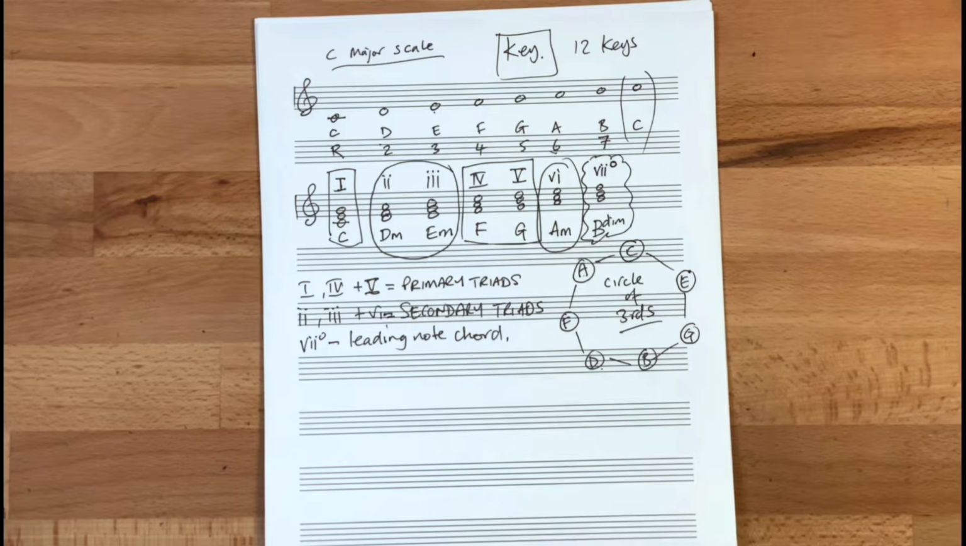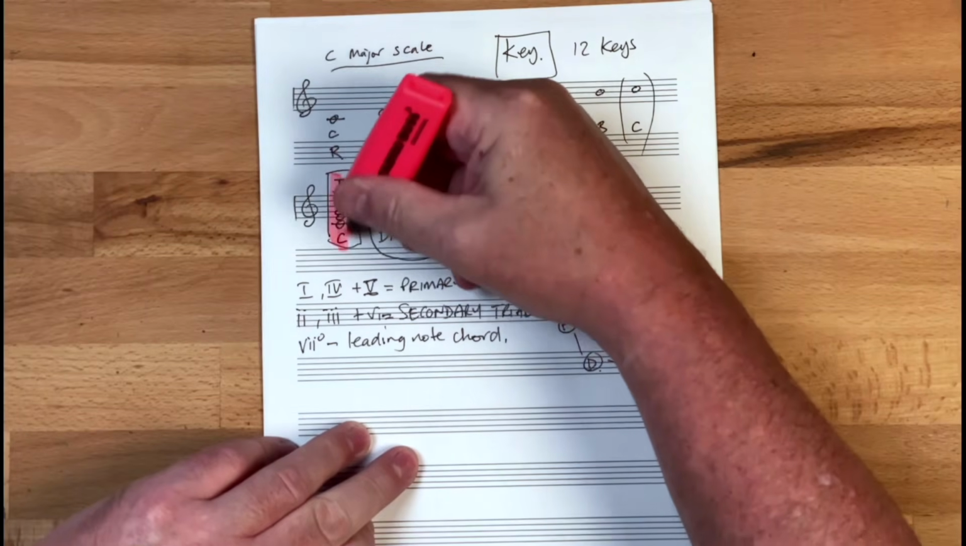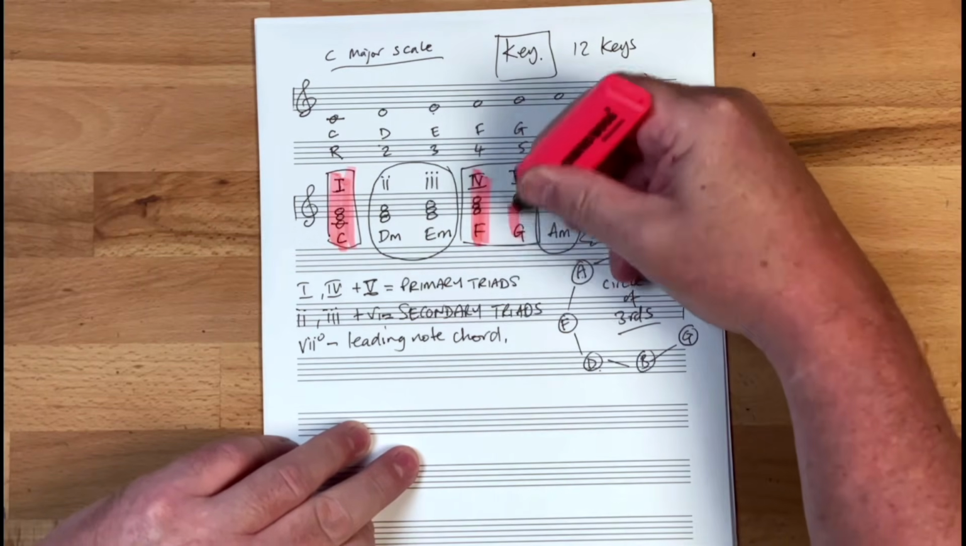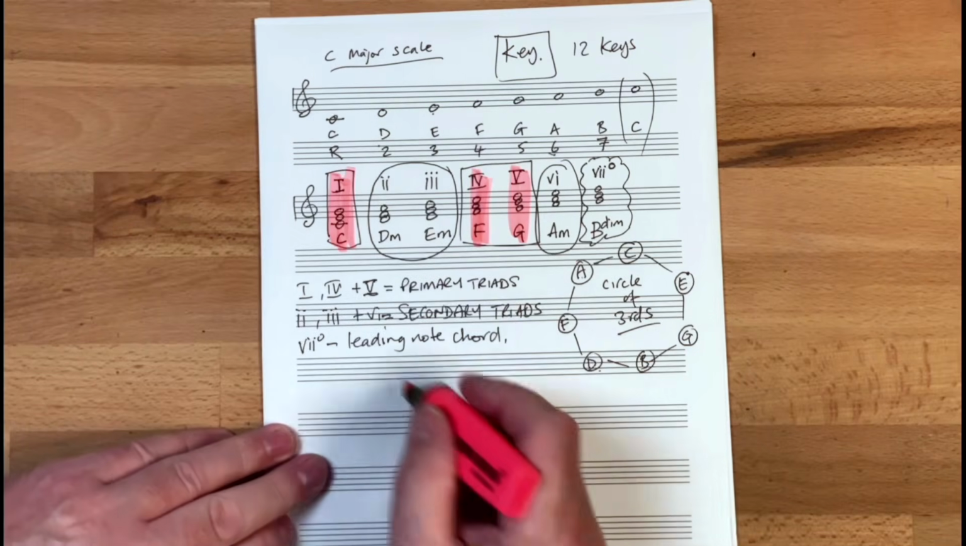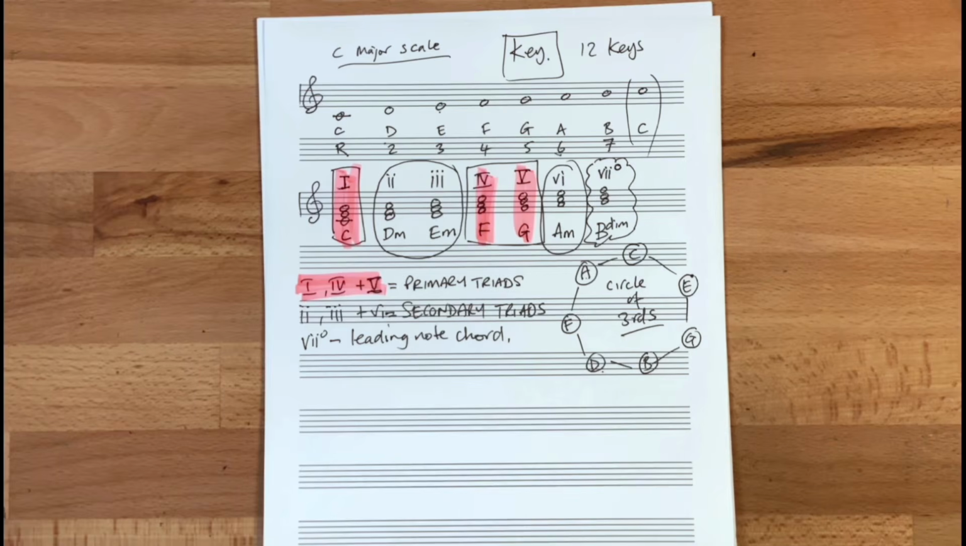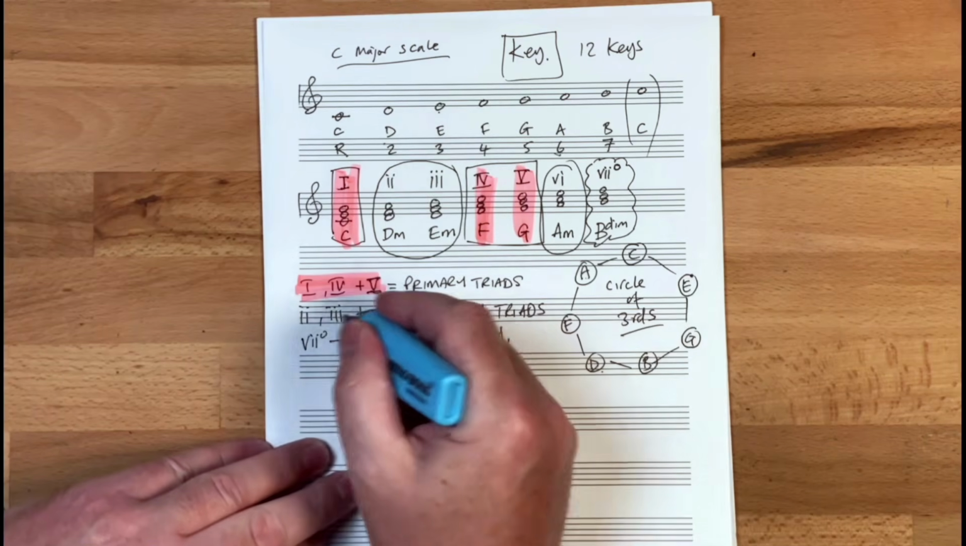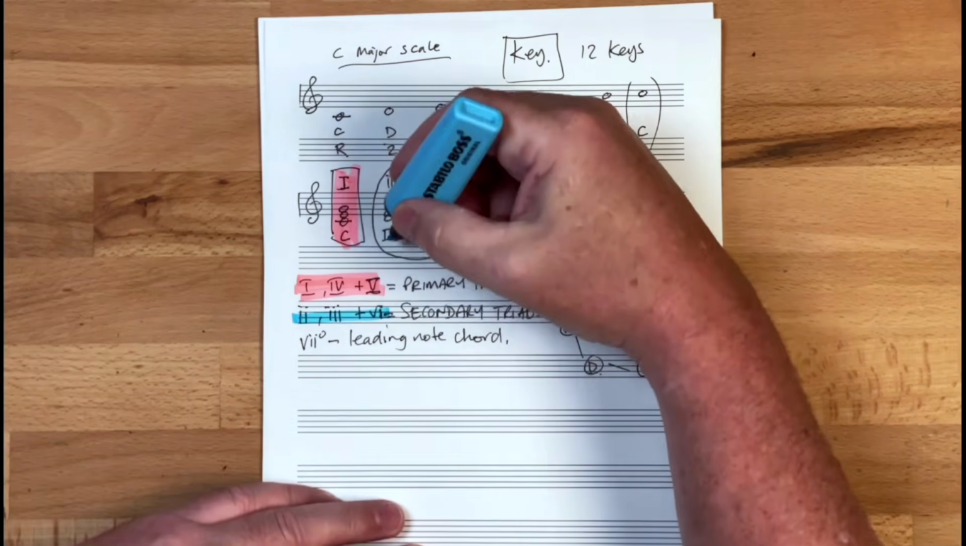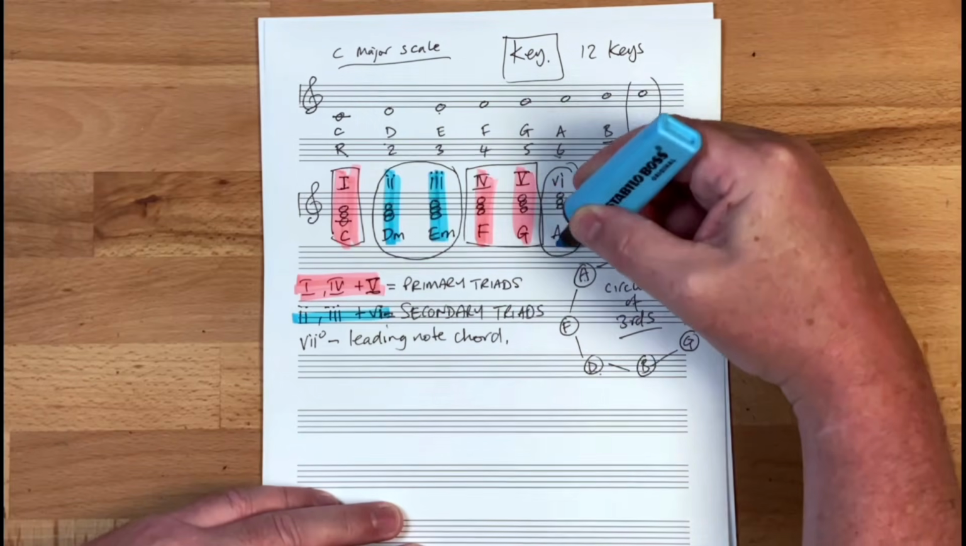Let me put some colours on this, just so that you can see what I'm tying in here. Yeah, so there is my primary triads. So it's 1, 4, and 5. Minors are sad, so let's bang those on there. So we've got 2, 3, and 6.